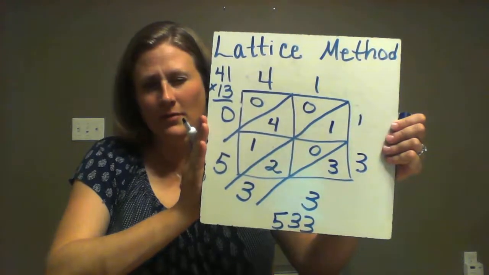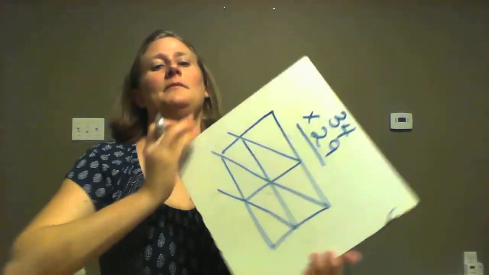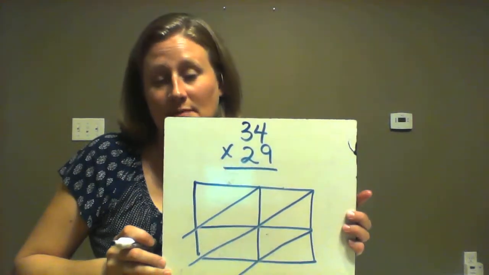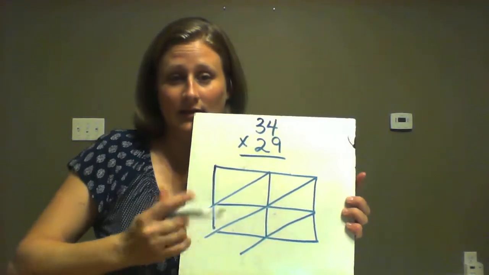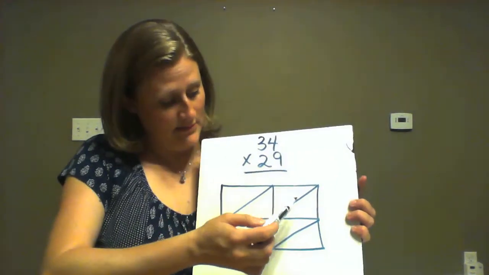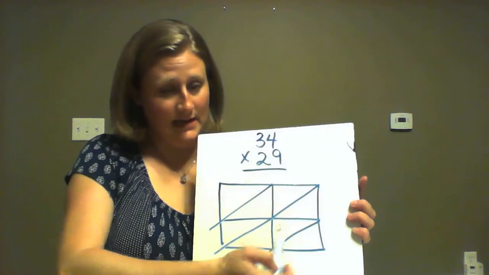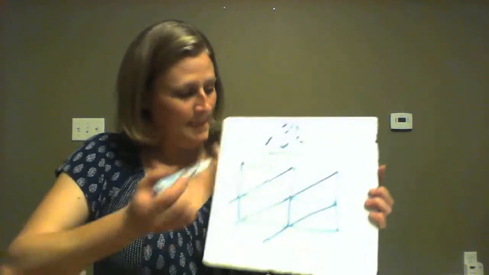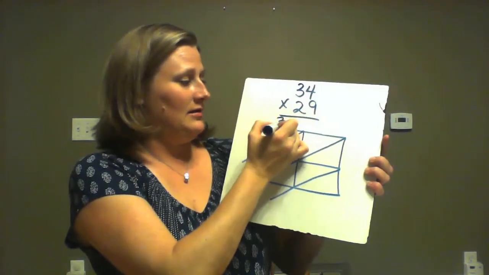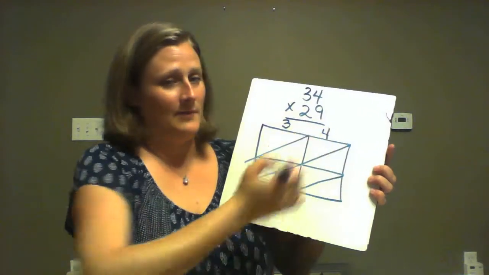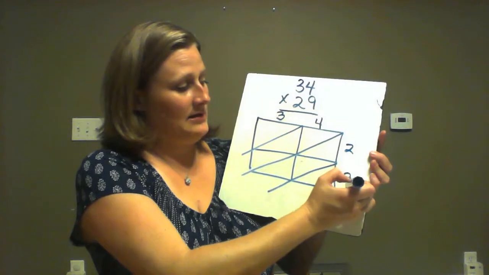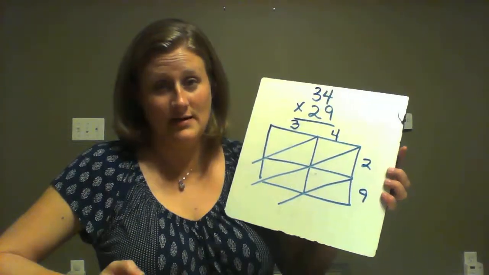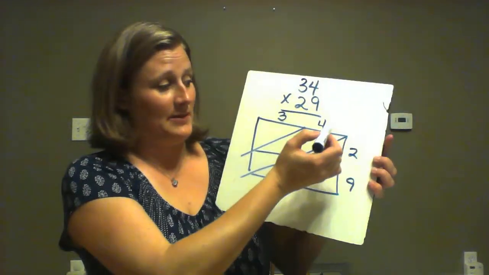Let's do a harder problem. Let's say I'm going to do 34 times 29. Notice I already have my lattice drawn. Again, it is a box with a T in it, and I've drawn my diagonal lines. I'm going to put my 3 and my 4 for my 34 at the top, and my 2 and my 9 along the side for 29. And now I'm going to multiply using my grid.